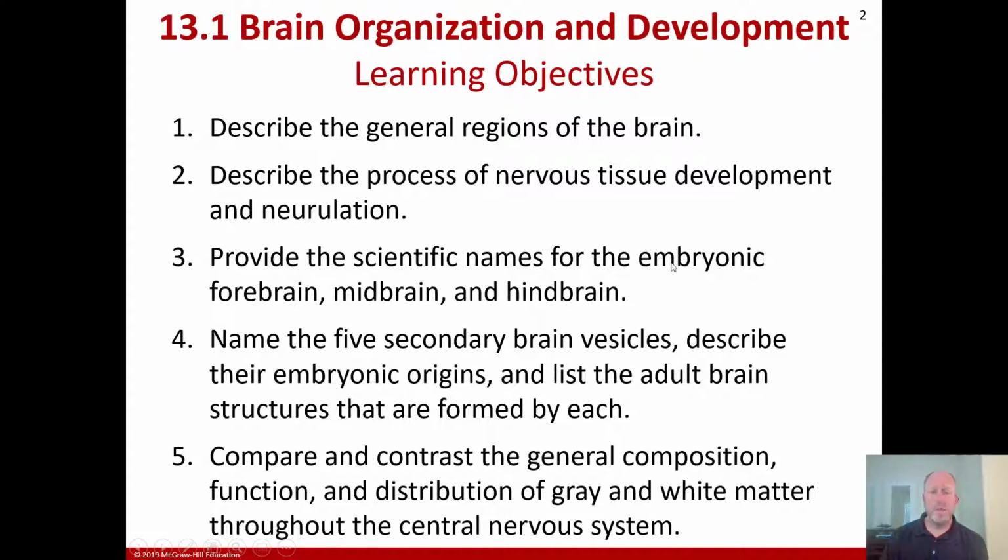Provide the scientific names for the embryonic forebrain, midbrain, and hindbrain. Name the 5 secondary brain vesicles. Describe their embryonic origins and list the adult brain structures that are formed by each. Compare and contrast the general composition, function, and distribution of gray and white matter throughout the central nervous system.